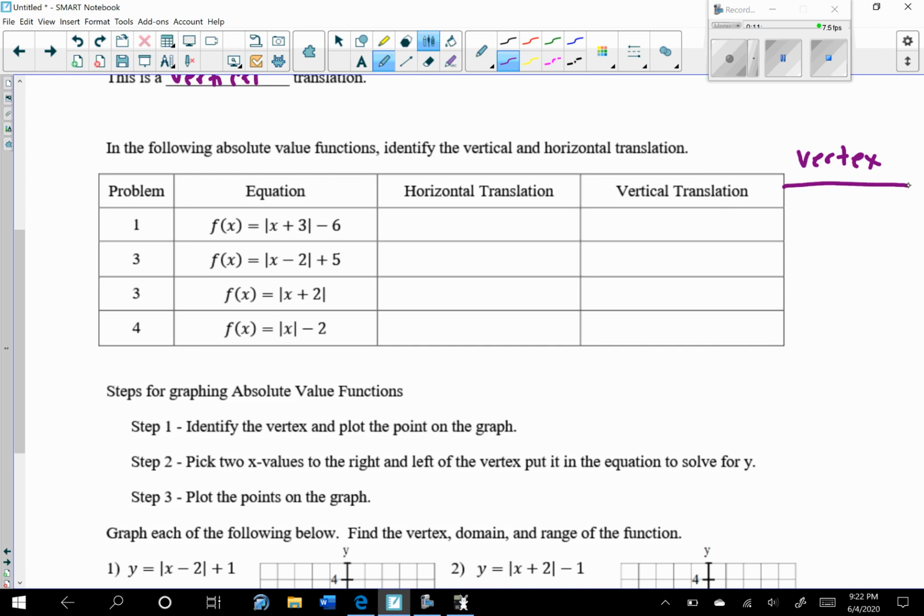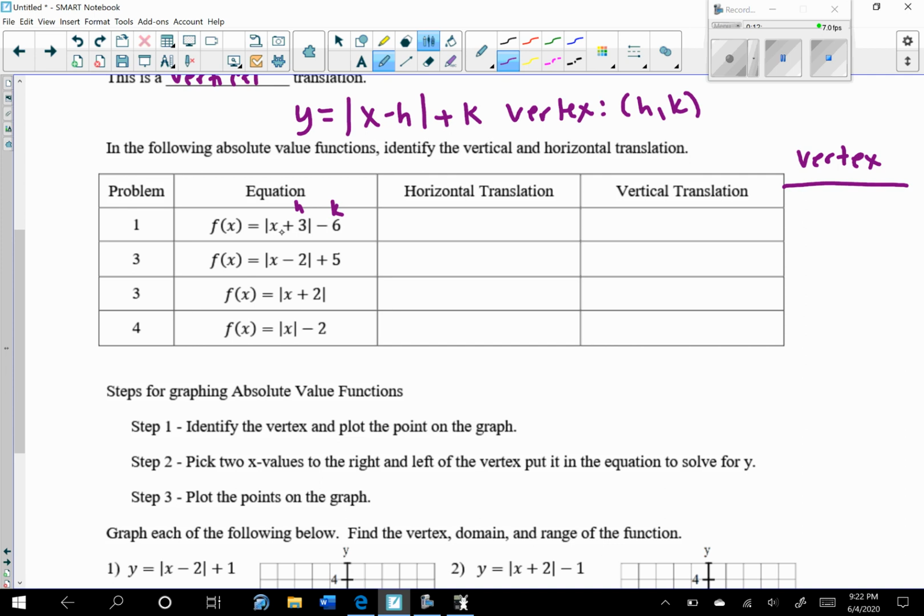So for the first one, remember on the inside that's attached to the x, that's going to be your x coordinate. On the outside of the absolute value bars is your y coordinate. So if we look here, this would be the h and the k. Our general equation for our absolute value function is y equals the absolute value of x minus h plus k, where the vertex is going to be h comma k. It's very similar to your quadratic functions.